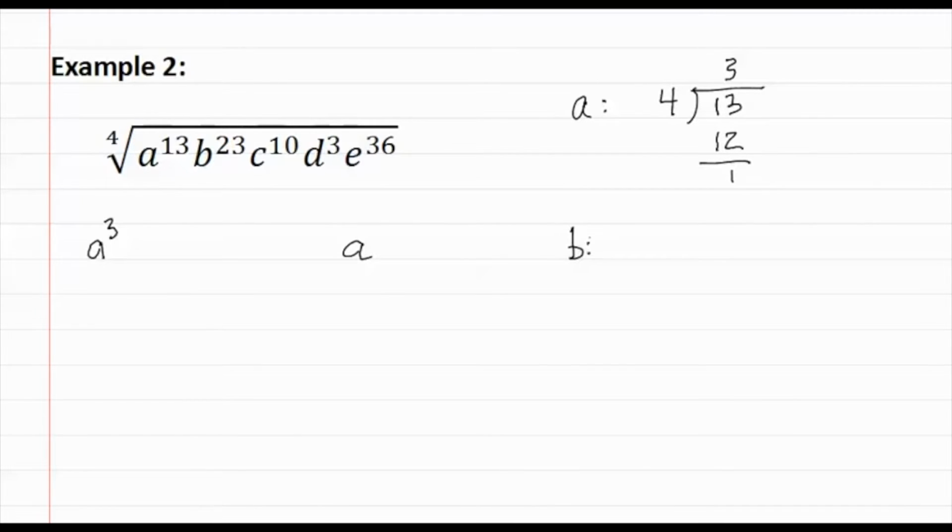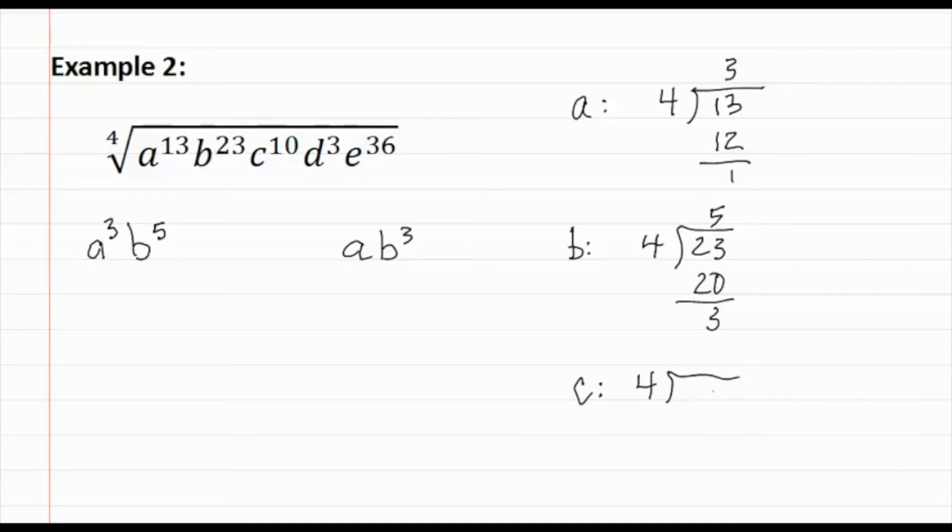Next, we'll do B. We see how many times does 4 go into 23, which it goes in 5 times, leaving us with a remainder of 3. This means we have B to the 5th on the outside and B to the 3rd on the inside. Let's do C. For C, we see 4 going into 10, which goes in twice, with a remainder of 2. This means we have C squared on the outside and C squared on the inside.